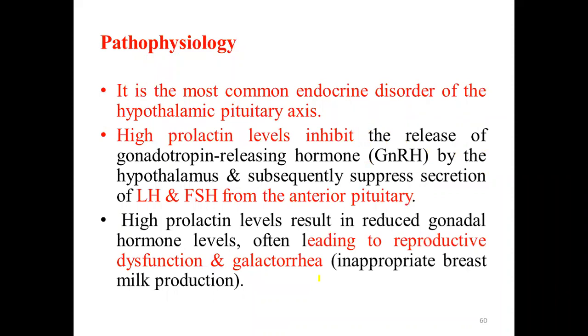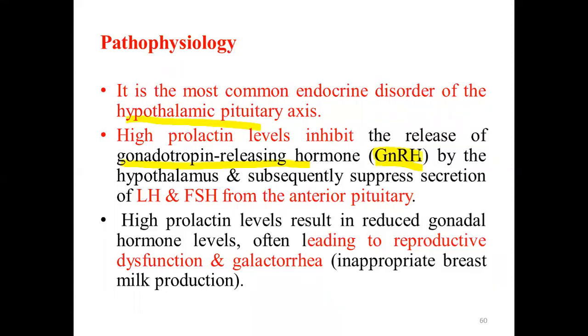So having said this much about the etiology of this condition, now let us see the pathophysiology. Generally, it is the most common endocrine disorder of the hypothalamus pituitary axis. It is very common in that area. And the major problem is that when the prolactin level is very high in the serum, it can inhibit the release of gonadotropin releasing hormone from the hypothalamus.